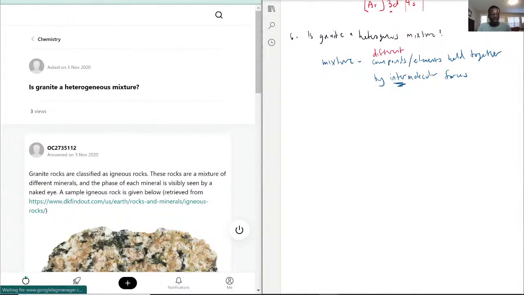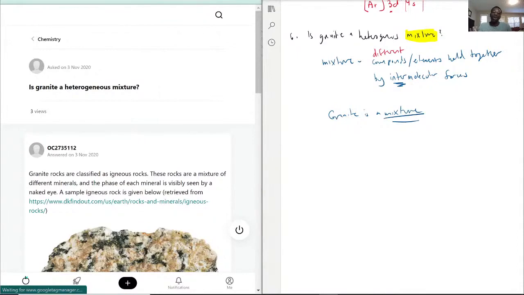So in this question, we're specifically talking about granite. Especially when it comes to a lot of rocks, they're a combination of different minerals, which is already a big hint. Different minerals means different compounds. So we know for sure that granite is a mixture, because we're dealing with different compounds, different minerals, and different things in that rock.